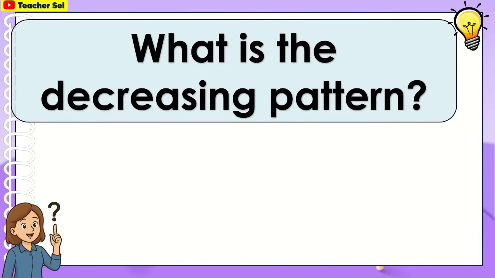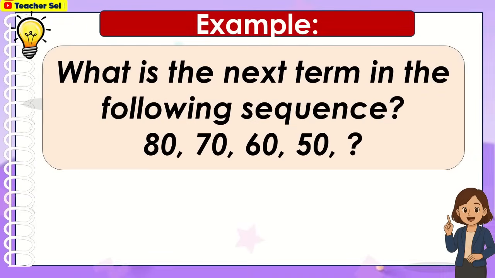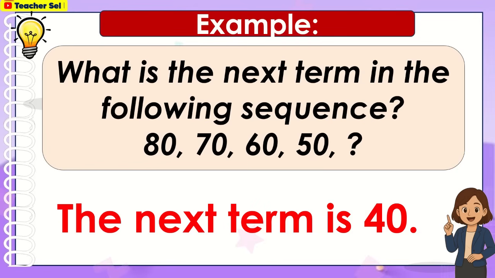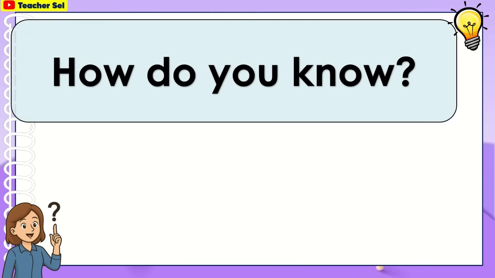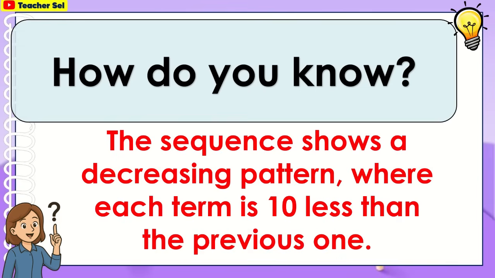What is the decreasing pattern? A decreasing pattern is a sequence in which the elements of the sequence decrease according to a certain rule. Example, what is the next term in the following sequence? 80, 70, 60, 50. The next term is 40. How do you know? The sequence shows a decreasing pattern where each term is 10 less than the previous one.